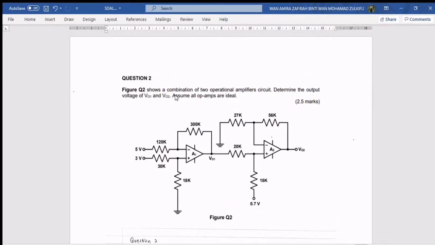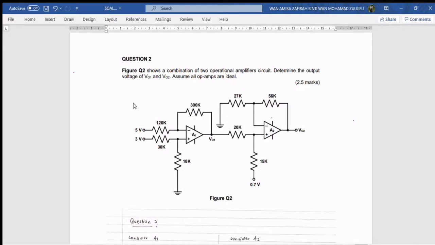Figure Q2 shows a combination of 2 operational amplifier circuits. Determine the output voltages V output 1 and V output 2. Assume all op-amps are ideal. First thing that we need to do is to consider A1. Just look at the op-amp in here first.